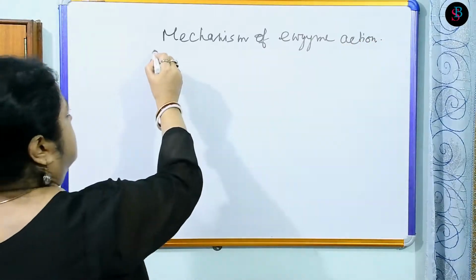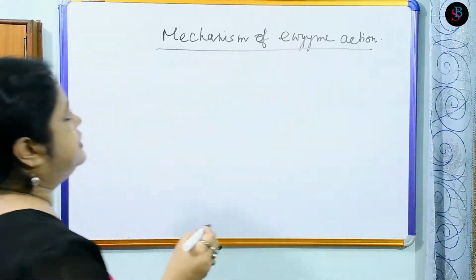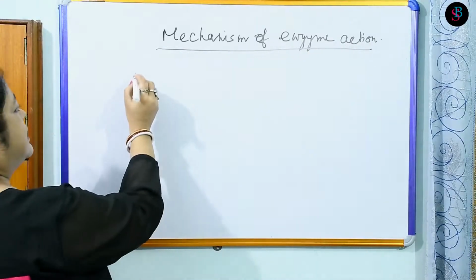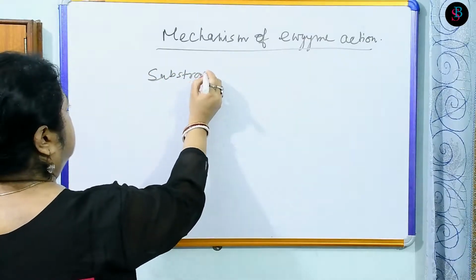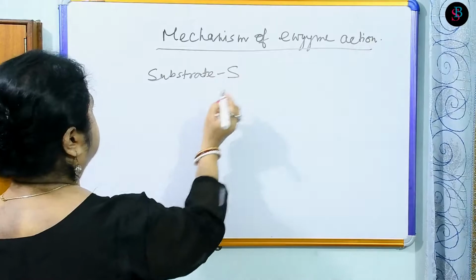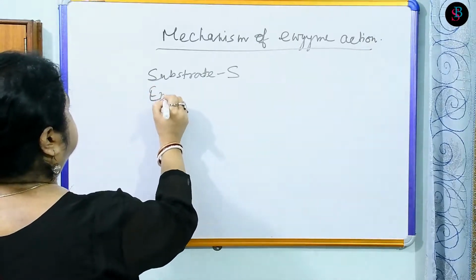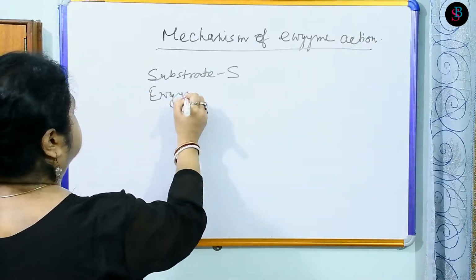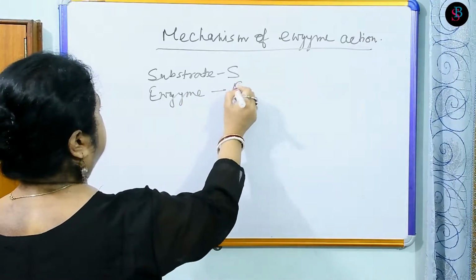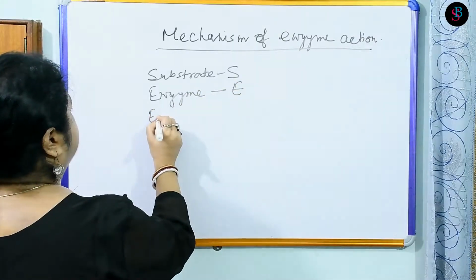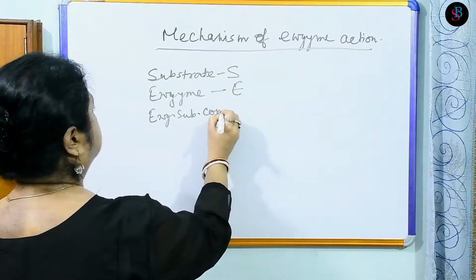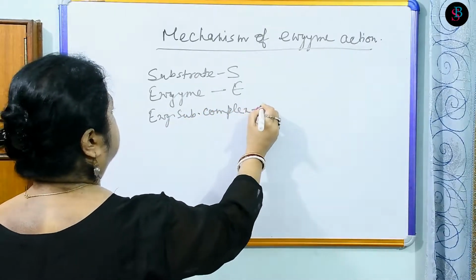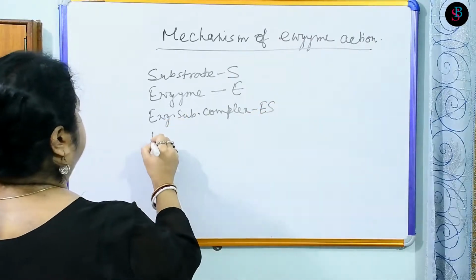In this part, firstly, already I have told you that the substrate is indicated as capital S, enzyme as E, enzyme substrate complex is ES, and product is P.